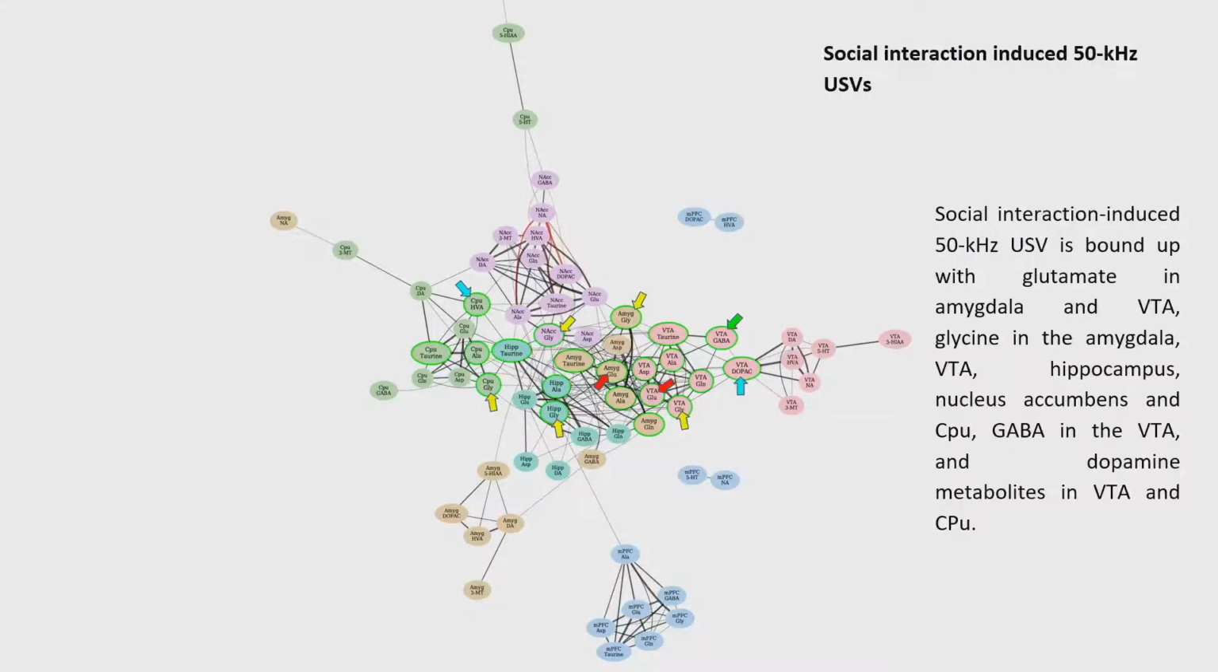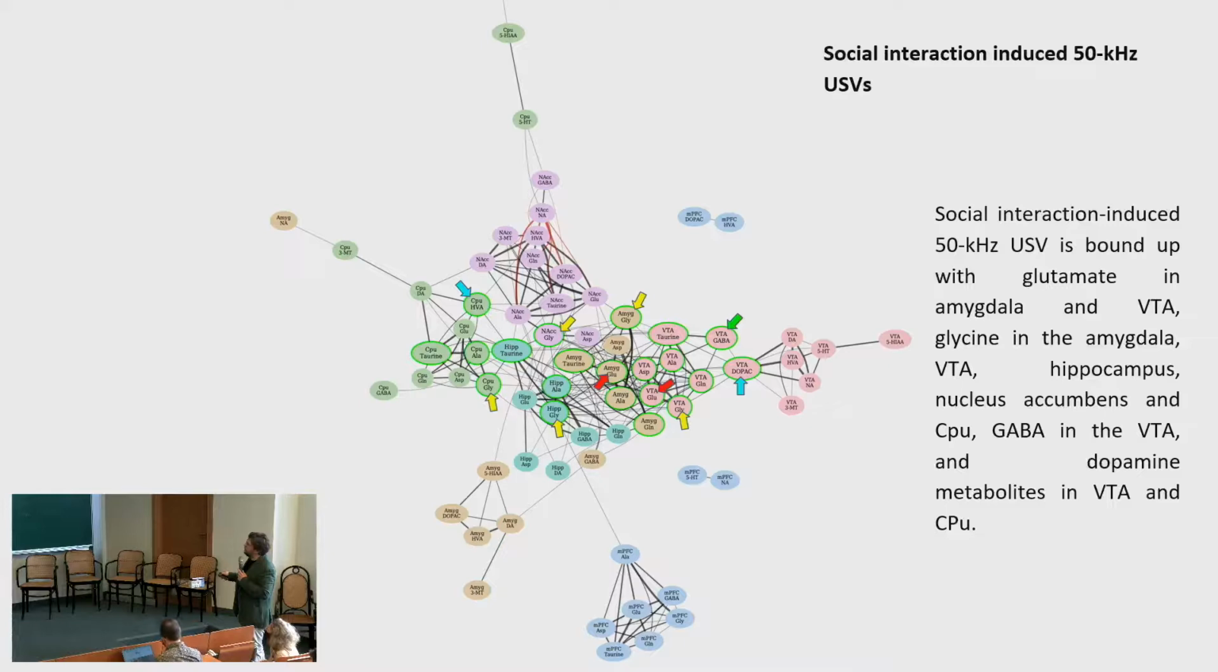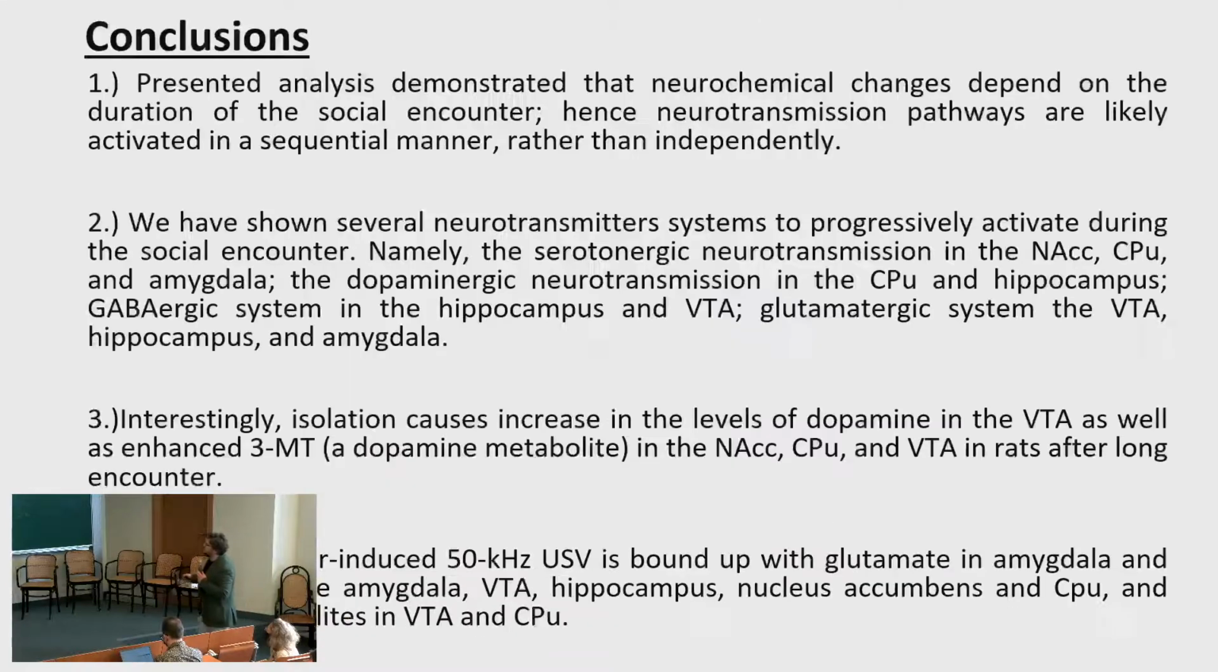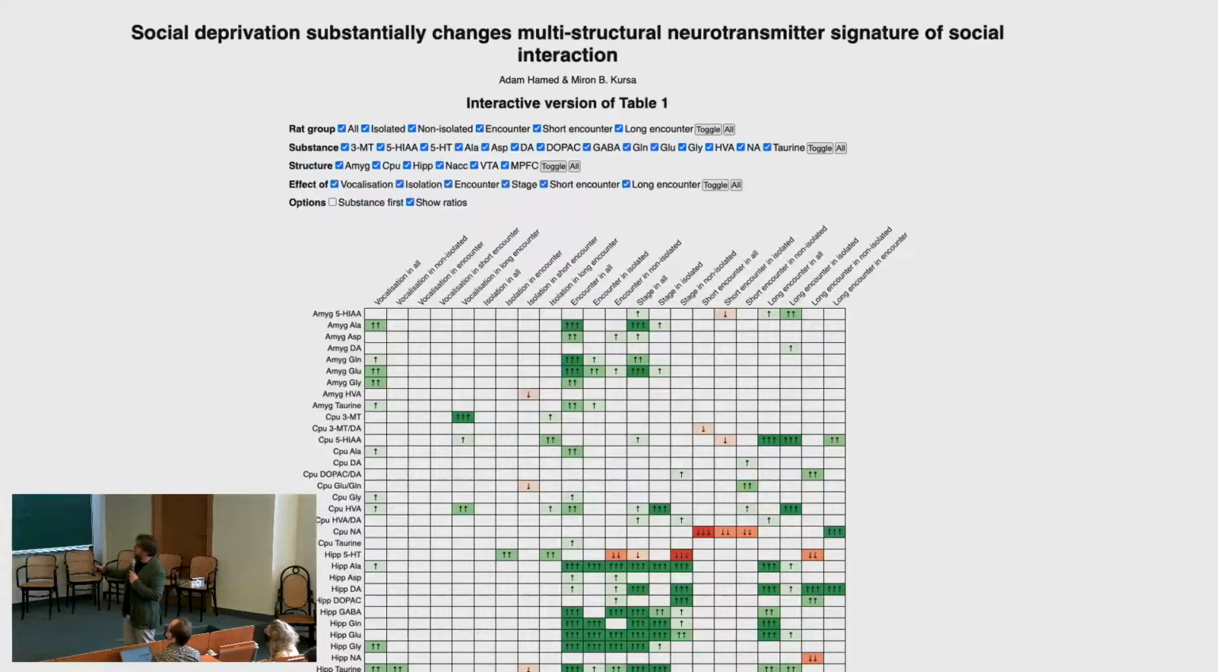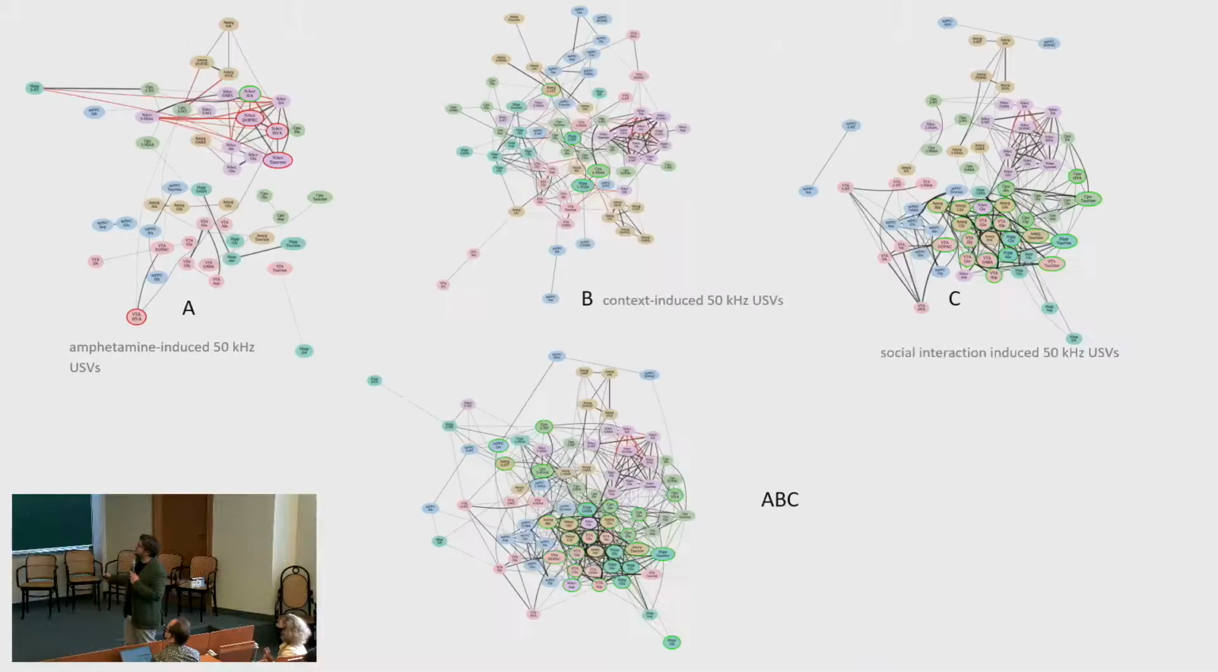So social interaction induced 50 kilohertz calls are bound up with glutamate in the amygdala and VTA, glycine in the amygdala, hippocampus, nucleus accumbens and the CPU, GABA in the VTA, and dopamine metabolites in the VTA and CPU. I will skip the conclusions. You've got here the neural reward GitHub. This is the interaction table, where you can click or unclick the rat group, substances, structures, and effects.